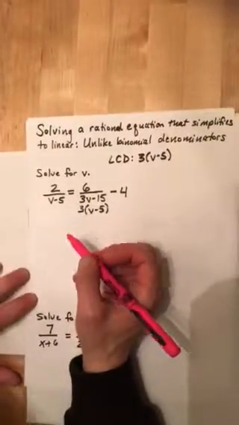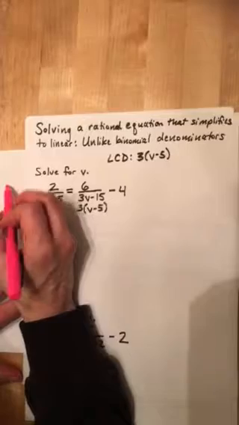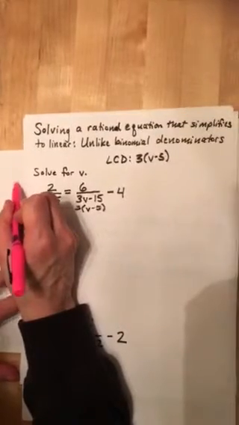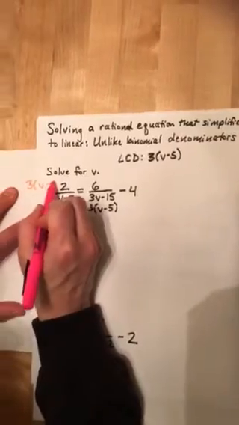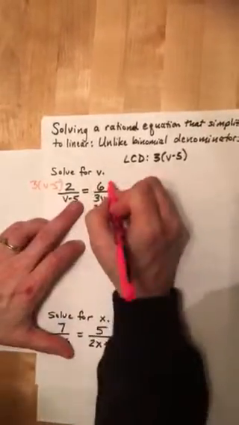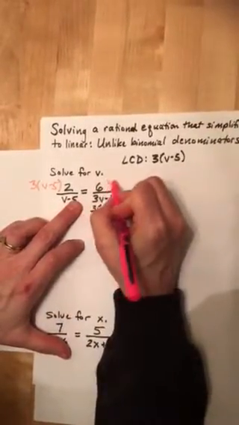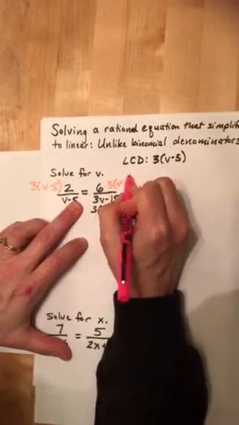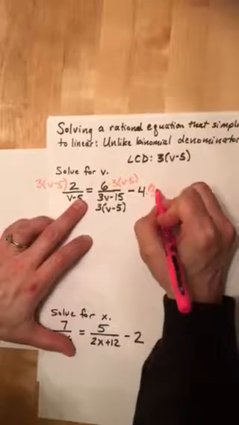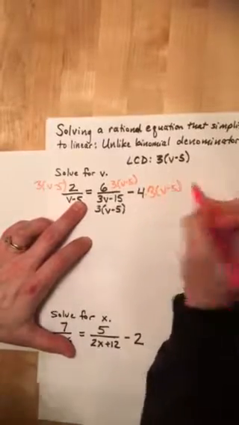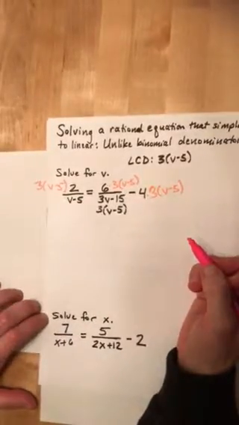I'll do that in pink. So the first one I'll multiply by 3 times v minus 5. And then I'll multiply this fraction by 3 times v minus 5. And this negative 4 times 3 and v minus 5. And let's see what happens.